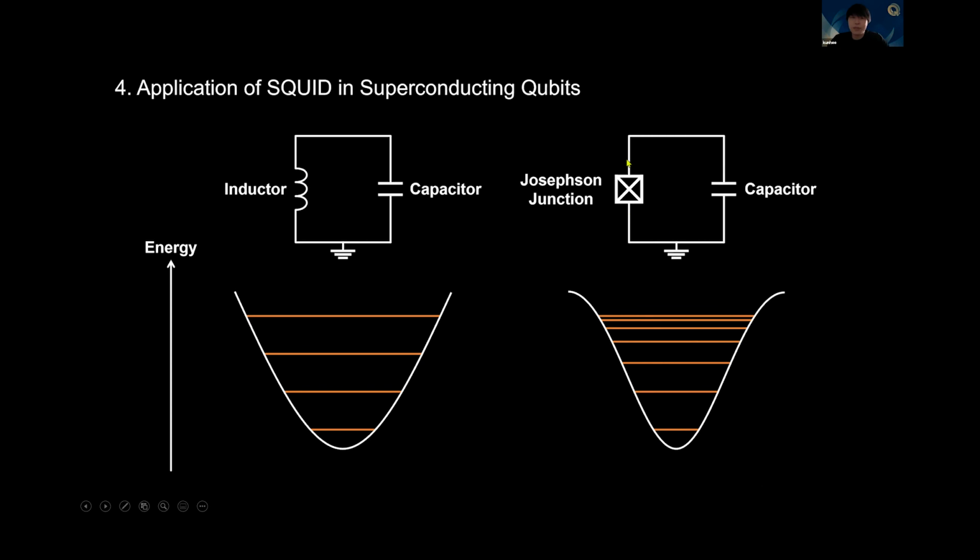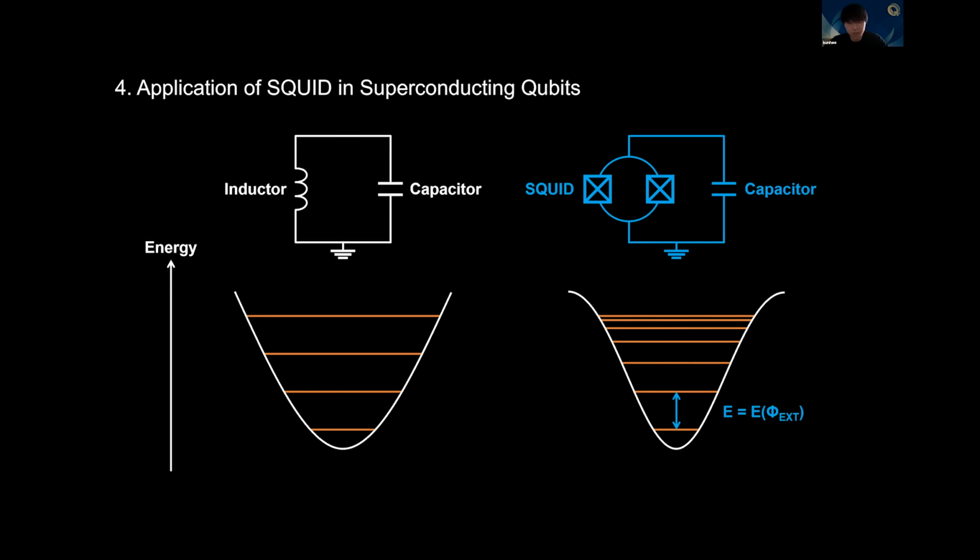Now, if we replace this junction with a SQUID, which is just two junctions, then by putting in some external flux, we can control this qubit frequency. This is useful because controlling the energy level of the Josephson junction in fabrication is a challenge. So we can control this post-production in this way, which is pretty cool. And it can also be useful for doing 2-qubit operations, for example.